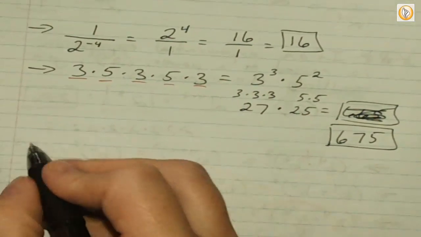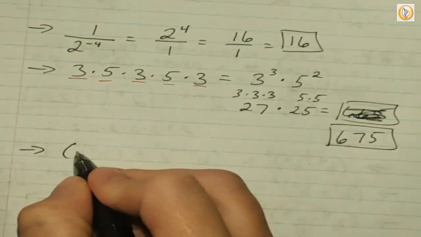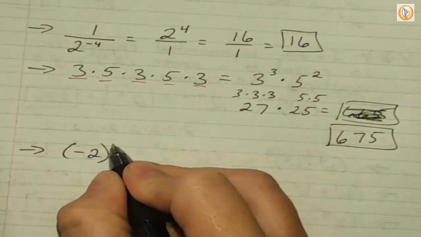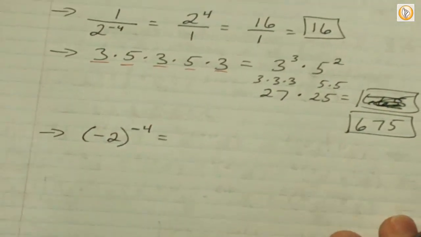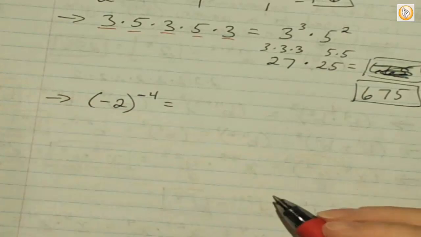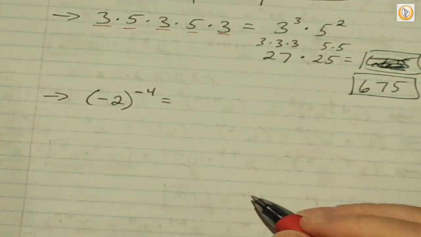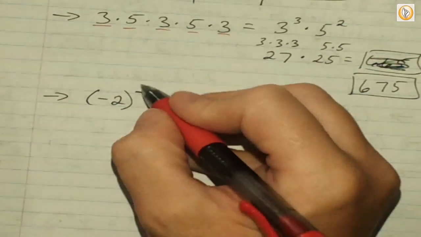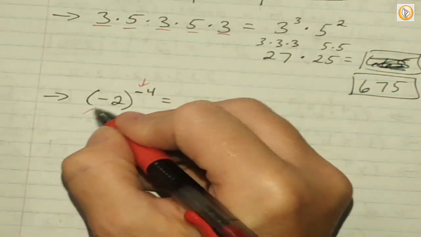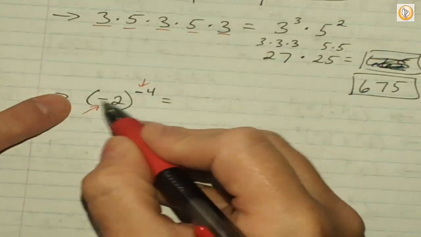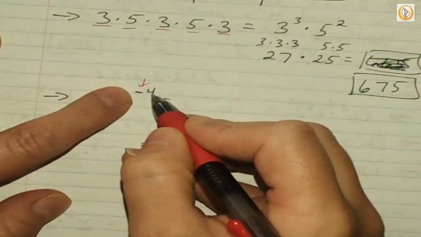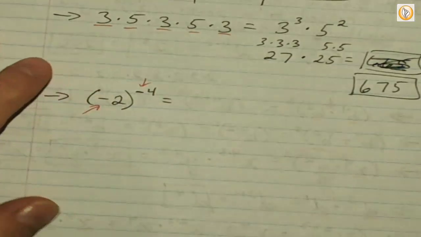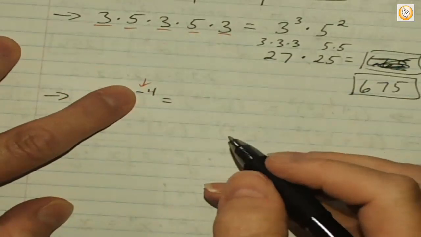All right, let's do another one that we're going to work in our book. -2 to the -4 power. This is a very important one. Tanner, I have a negative exponent and a negative base. Am I allowed to have a negative base? Yes, you are. Am I allowed to have a negative exponent? Correct, you're not. So how do I make this exponent positive, Tanner?